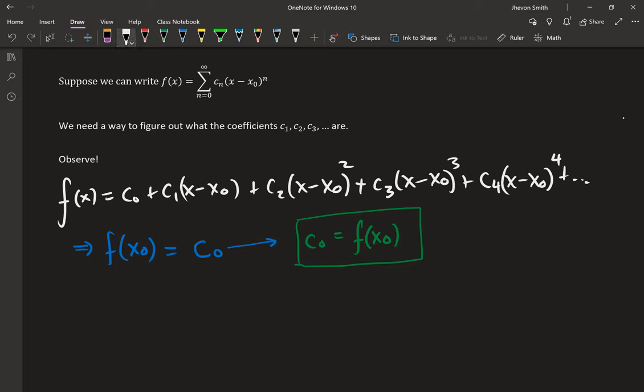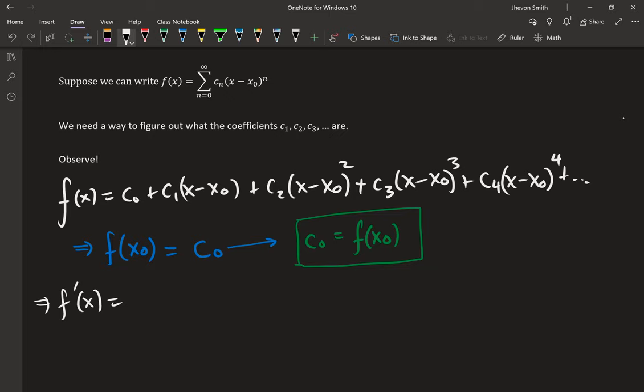How would I get those guys? I realize if I want to plug in x naught again, it's going to kill everybody else except C zero. Can I get to the other guys in a different way? Well, look at what's going to happen if I differentiate it. The C0 is going to go away, which is fine because I already solved for it.